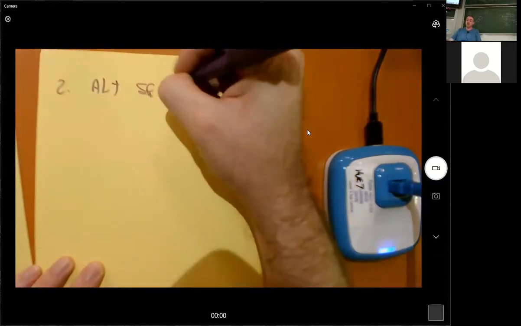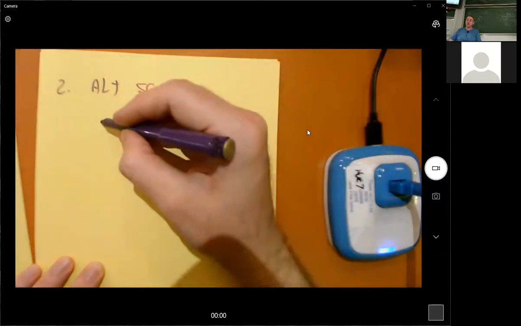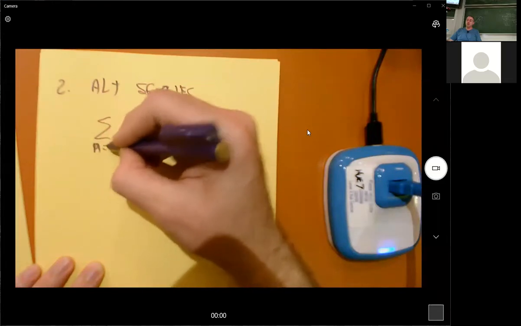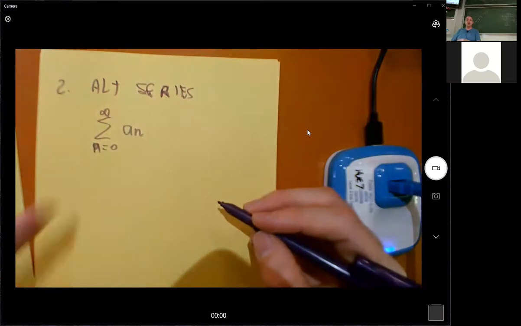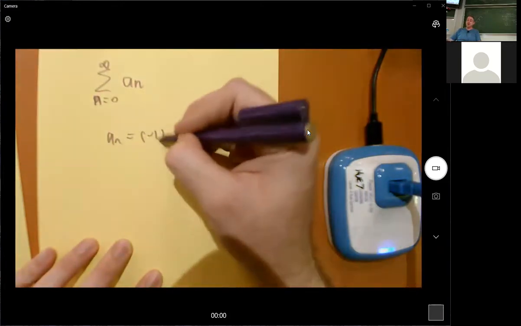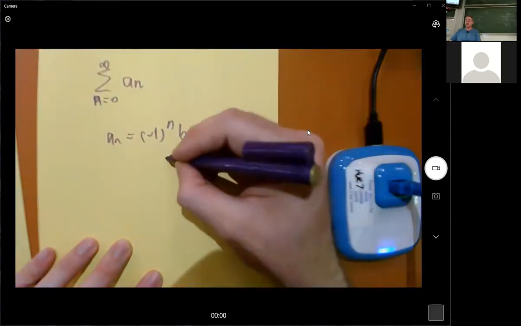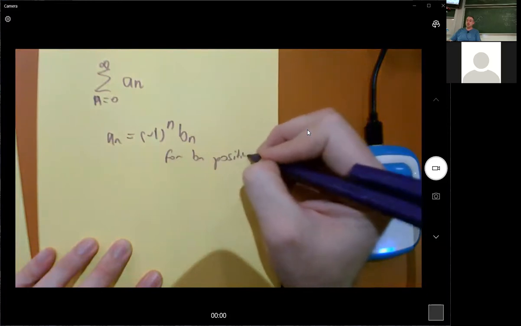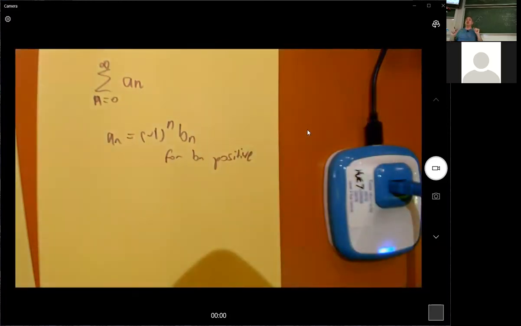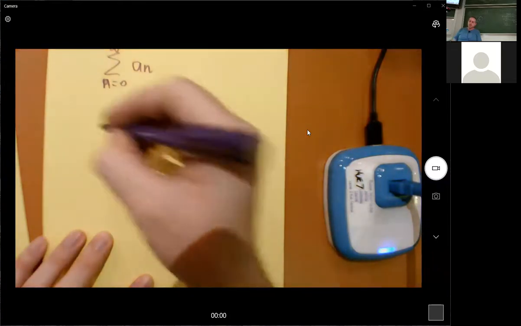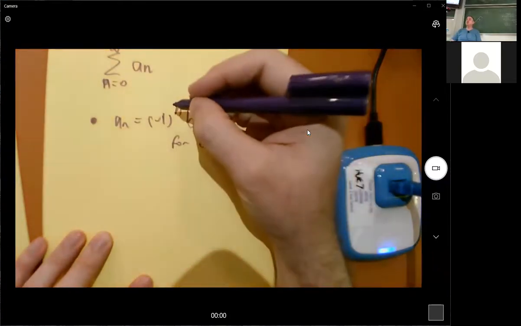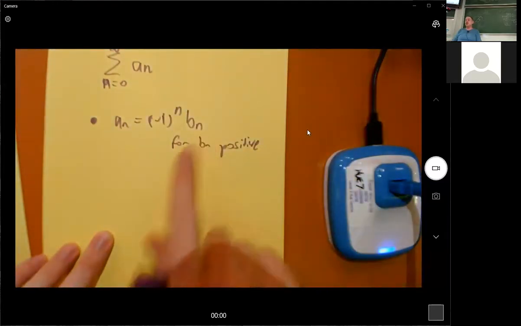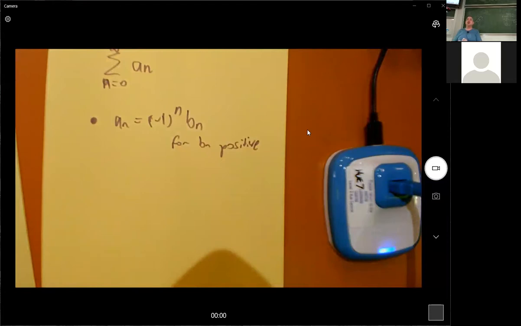Cool. And then there's the alternating series test, which goes: you've got a series like this, and an is -1 to the n times some other thing, bn, that's positive. It has to have a -1 to the n. It has to flip back and forth between positive and negative. Even if it doesn't have a formula for it, it just has to be that every second term is negative and every other term is positive. bn couldn't be 0 because then it wouldn't be alternating. But then if every term was 0, you wouldn't care because you'd just be adding up zeros.